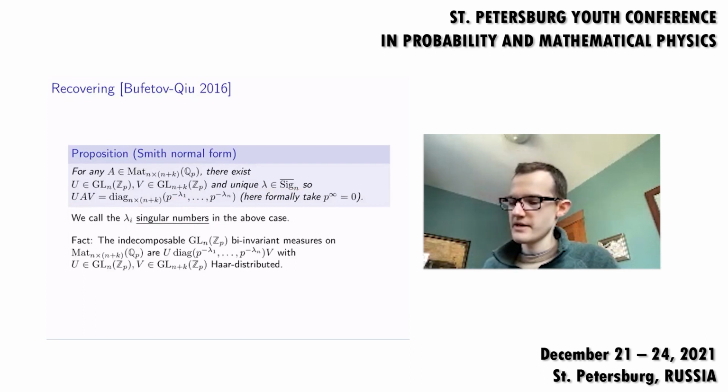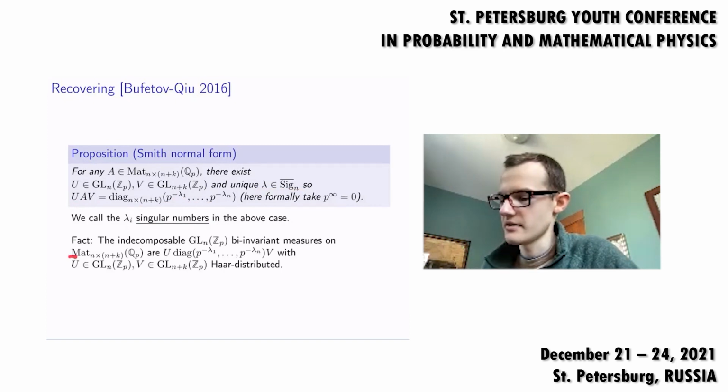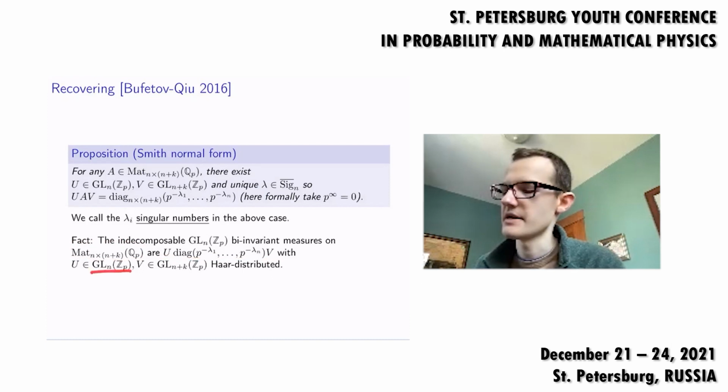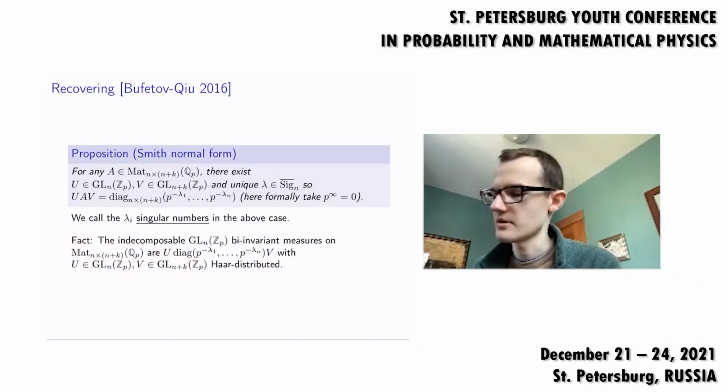And it's true that the indecomposable probability measures on rectangular matrices, let's say n by n plus k, are given by taking such a diagonal matrix and then multiplying on the left and right by Haar distributed elements of GLN ZP and GLN plus K ZP. These are sometimes referred to as orbital measures.